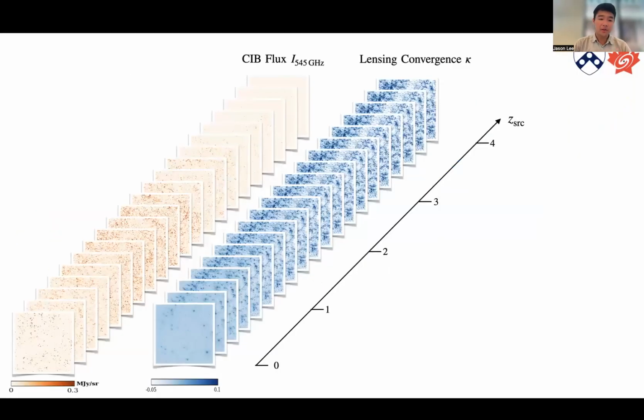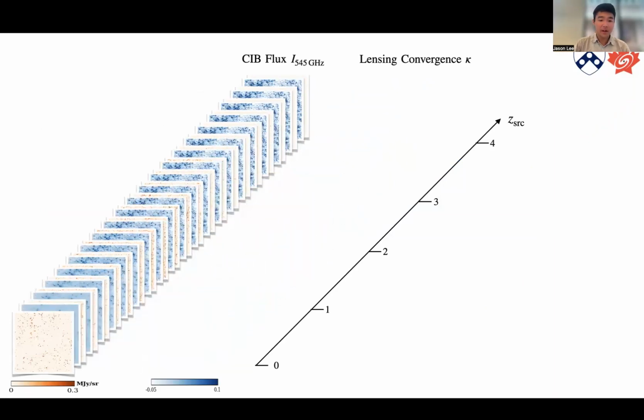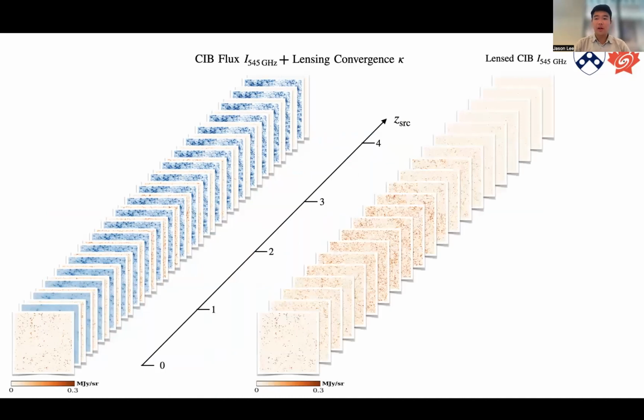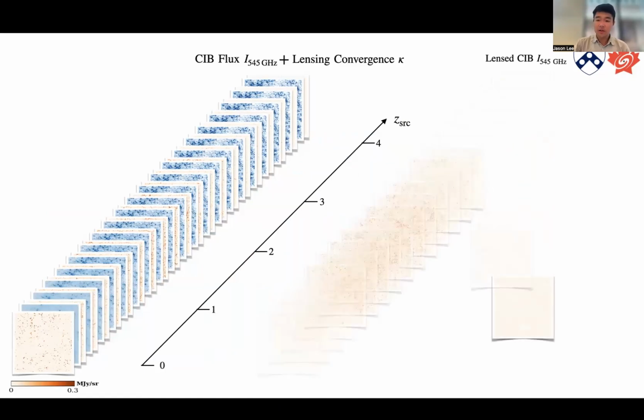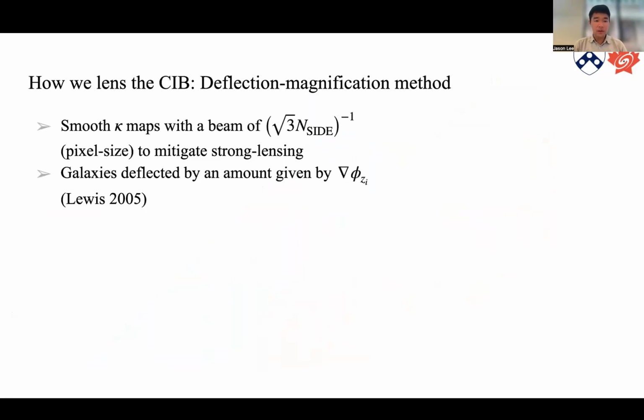So we split our CIB into delta z equals 0.2 redshift shells, and we lens each of the shells with its corresponding lensing convergence, like this, to obtain the lensed CIB shells. Then we add up each of the lensed shells to obtain the total lensed CIB map. Moving on to some more details, we use what we call the deflection then magnification method. We adapted this method because conventional CMB lensing software proved to be insufficient for our uses.